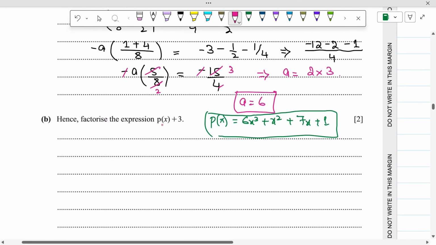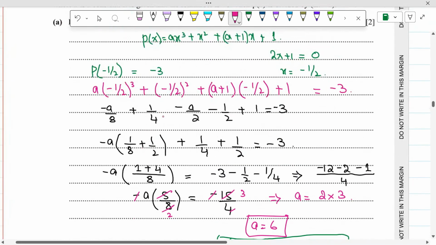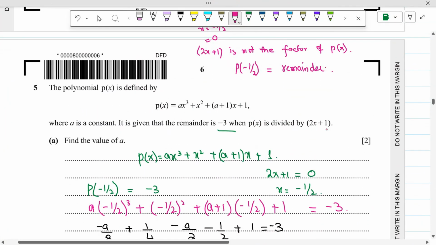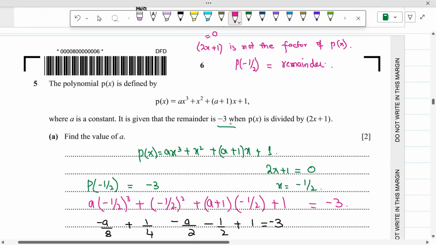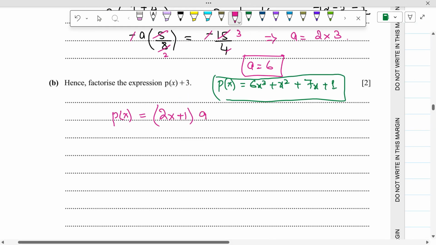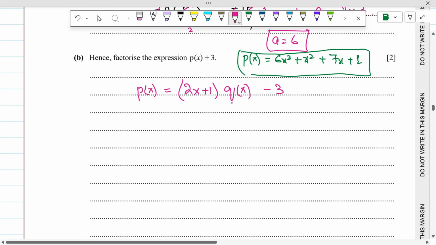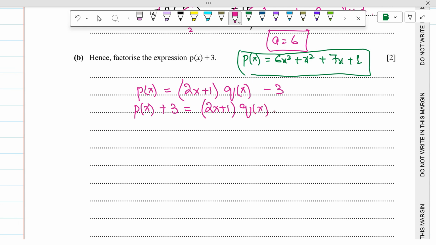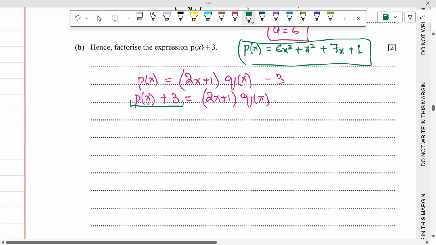Now factorize the expression p of x plus 3. We know that p of x, when divided by 2x plus 1, has the remainder negative 3. So we can say that p of x equals the factor 2x plus 1 times the remaining factor q of x, minus 3, which is the remainder. Further simplifying, p of x plus 3 equals 2x plus 1 times q of x. This is the expression we need to factorize.